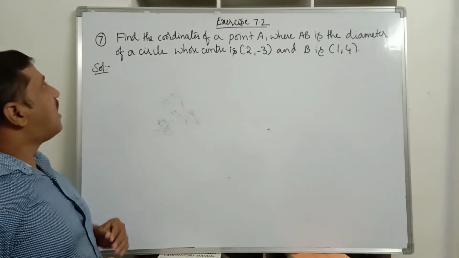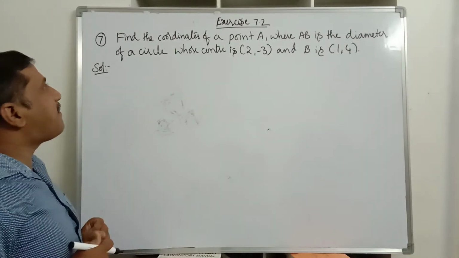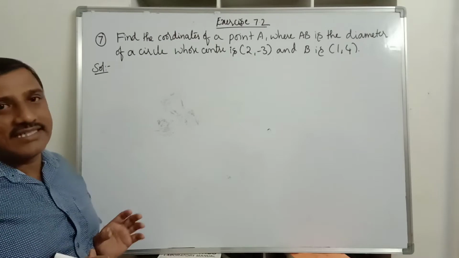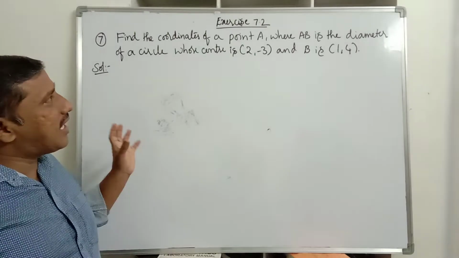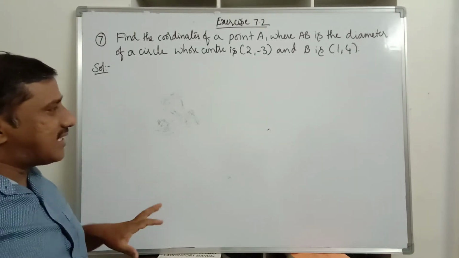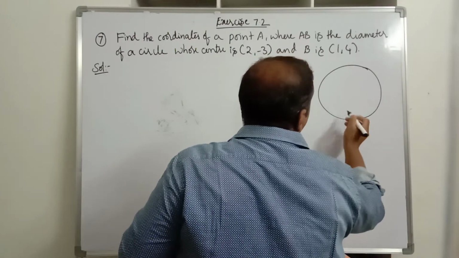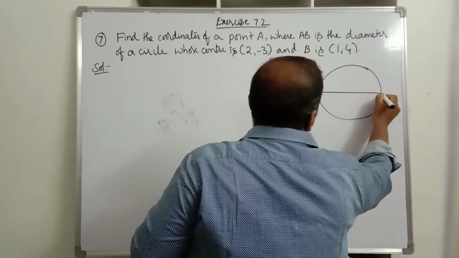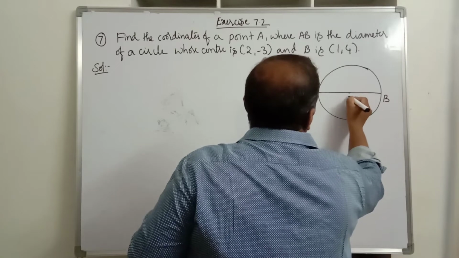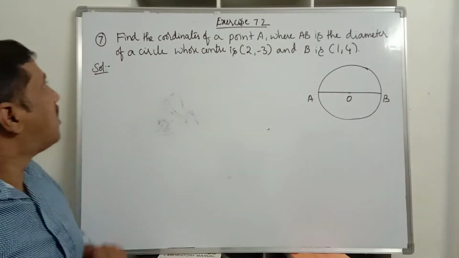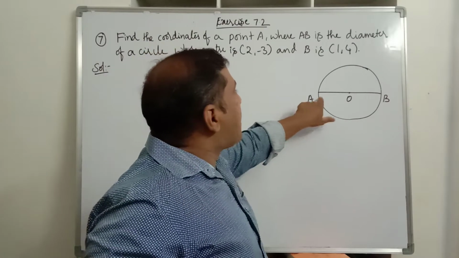Question number 7. Find the coordinates of a point A where AB is the diameter of a circle whose center is (2, -3) and B is (1, 4). So here what is given? One circle is given. In that circle its center is given and the diameter is given. Let AB be the diameter, point A, and this is point B. So here O is the center of the circle. So find the coordinates of point A, where AB is the diameter.